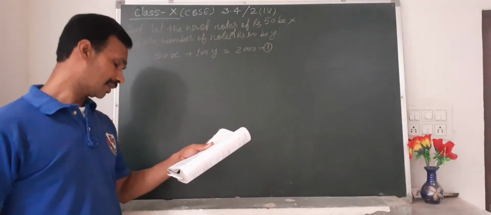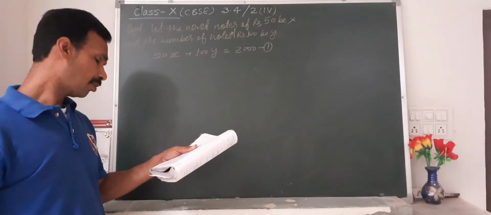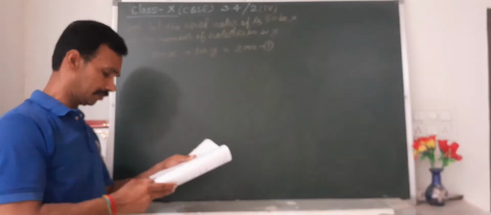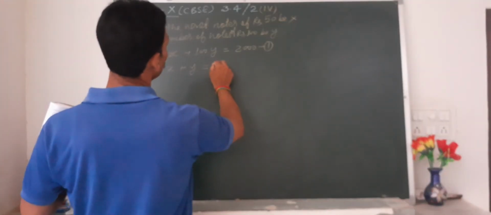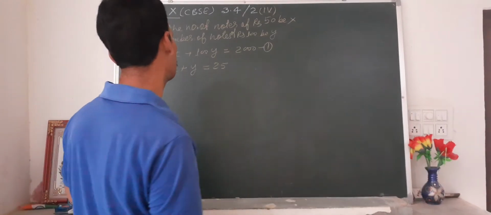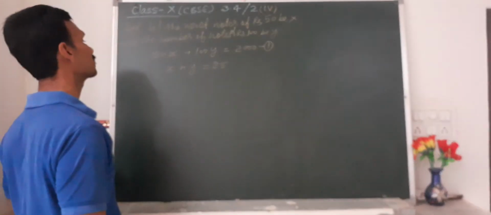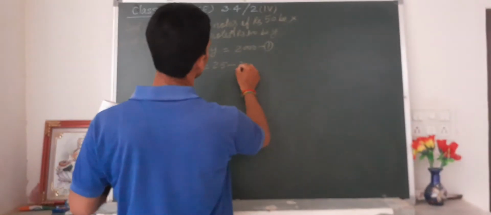Then I will take the next: Meena got 25 notes in all. So 25 notes means the number of 50 rupee notes x plus the number of 100 rupee notes y is total 25 notes. So x plus y equals 25. This is equation number 2.